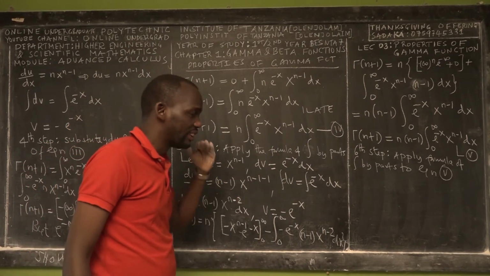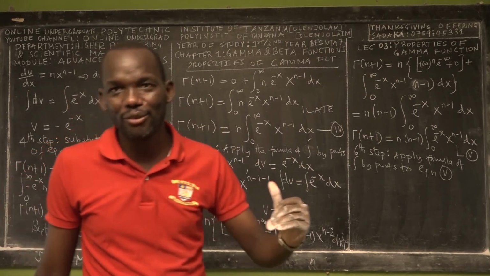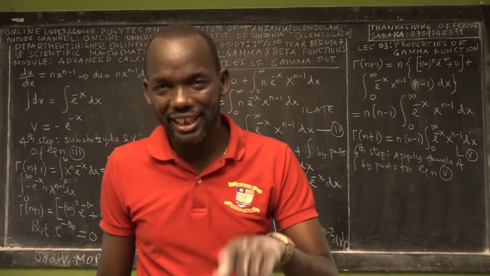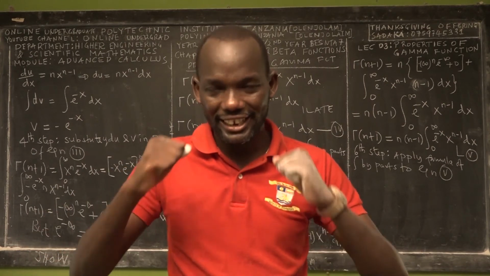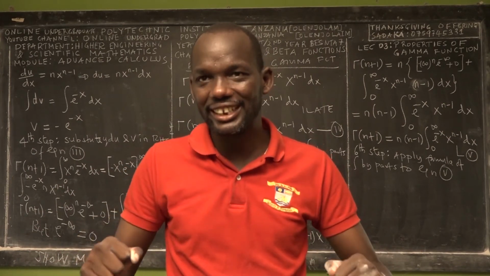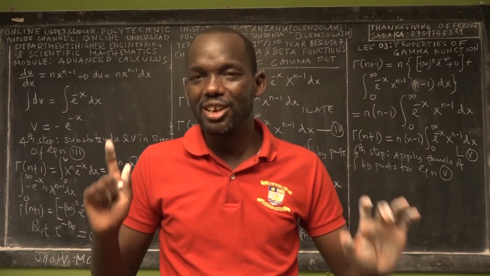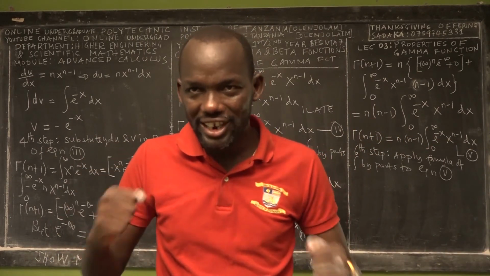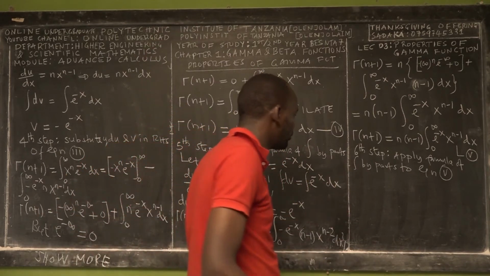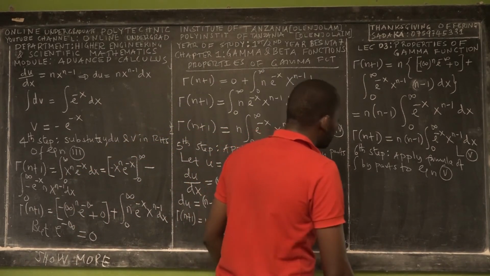Remember that we are just proving the second property: gamma of n plus 1 is equal to n factorial. That's the fundamental concept and that's the fundamental question. So don't think that we are lost. We are still going there, right? And you should not get tired. You have to be encouraged because this is the beauty of higher engineering mathematics.